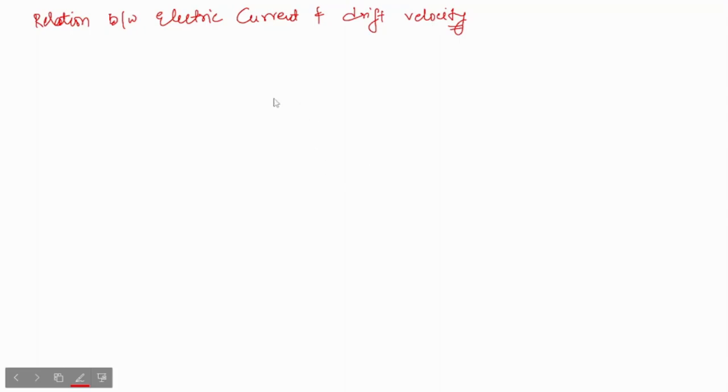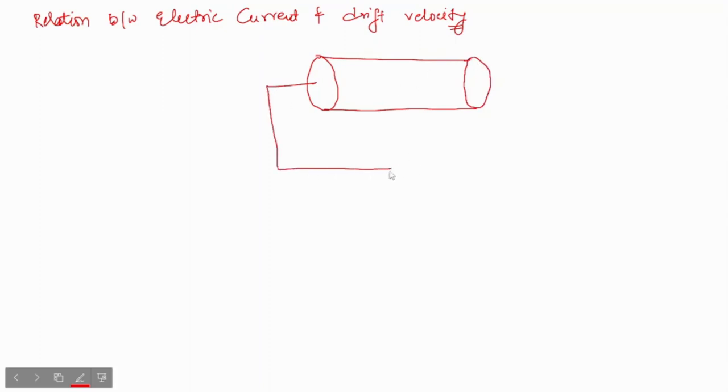Suppose this is a conductor, connected somewhat like this, and this is a battery supplying current I to the conductor. The length of the conductor is L. Its cross-sectional area is A. Now, you know that an electric field will be set up in this direction.